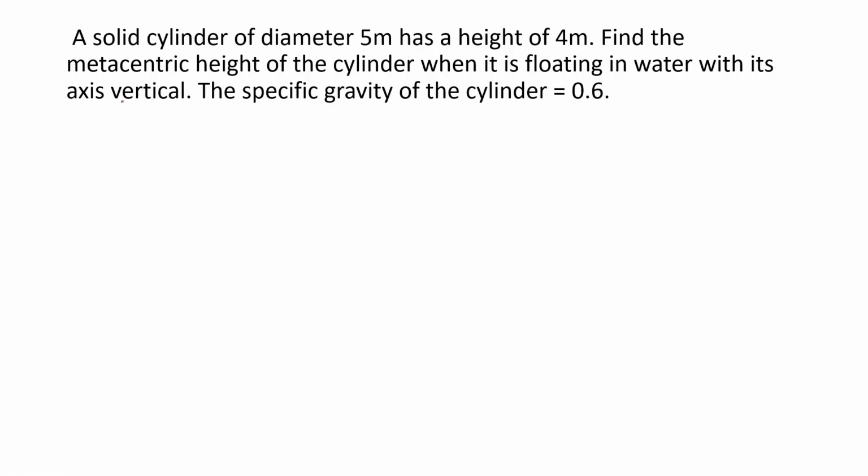In this lecture, we will do a problem on metacentric height. There is a problem to find the metacentric height. The question is: a solid cylinder of diameter 5 meters has a height of 4 meters. Find the metacentric height of the cylinder when it is floating in water with its axis vertical. The specific gravity of the cylinder is given as 0.6.